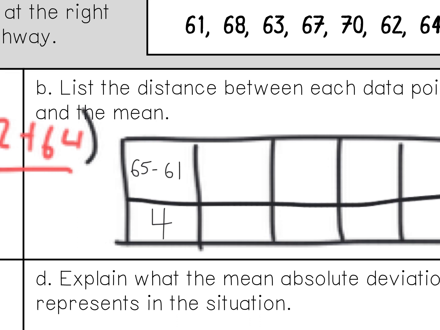Okay, what's the second number? Okay, so 65 minus 68. -3. But this is a what? It's a distance, so we're going to make it a positive. Because distance is really how far is it from here to here? How far is 65 to 68? 3. How far is 65 to 61? 4. So it's a question of how far.